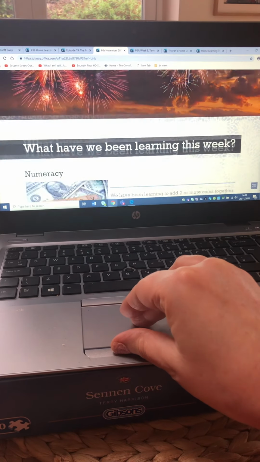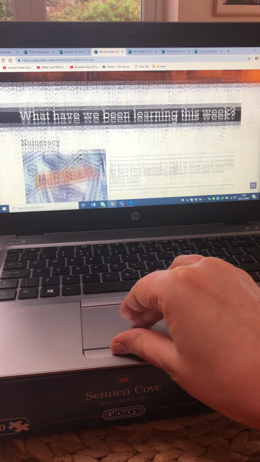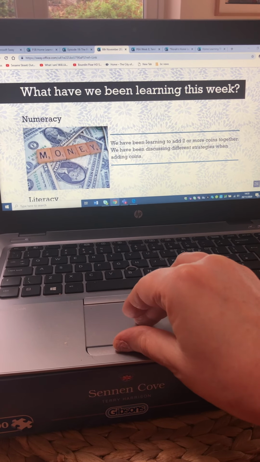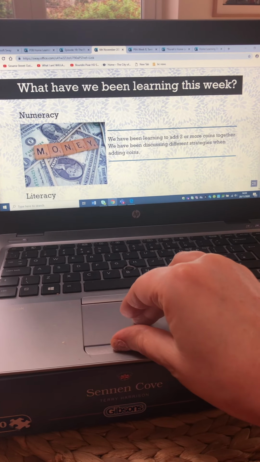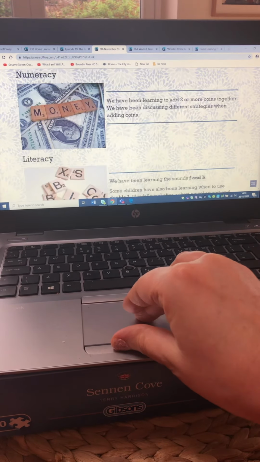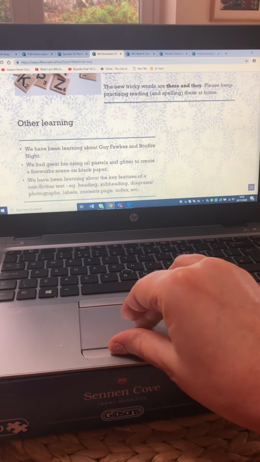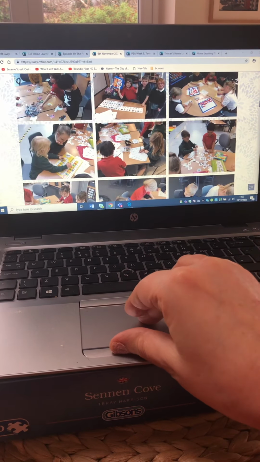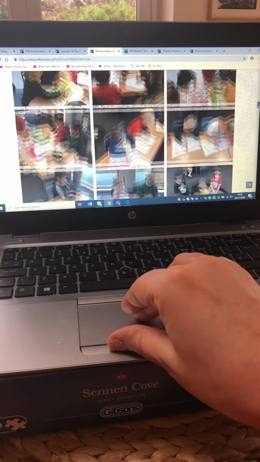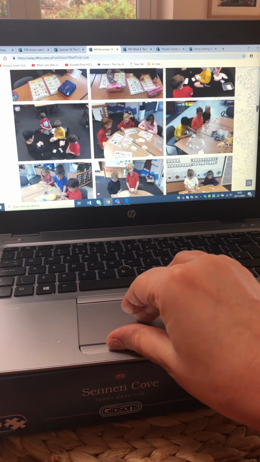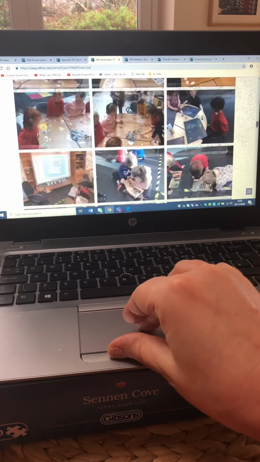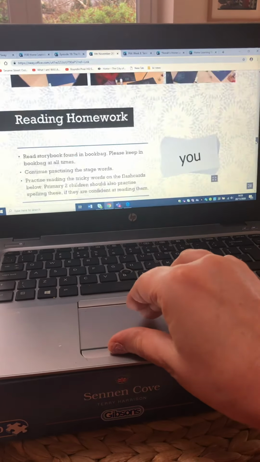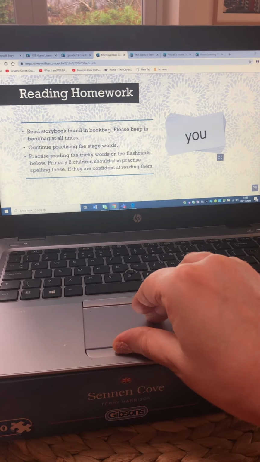So this is an example of a Primary 1-2 class. Each week on a Friday, the teachers record on the Sway what the children have been learning that week in numeracy, literacy, and other aspects of learning. There are then photographs, so it's a little bit like Twitter, really, just quick flashes of the children learning, exemplifying the learning. And then the second section of the Sway every week sets the homework.